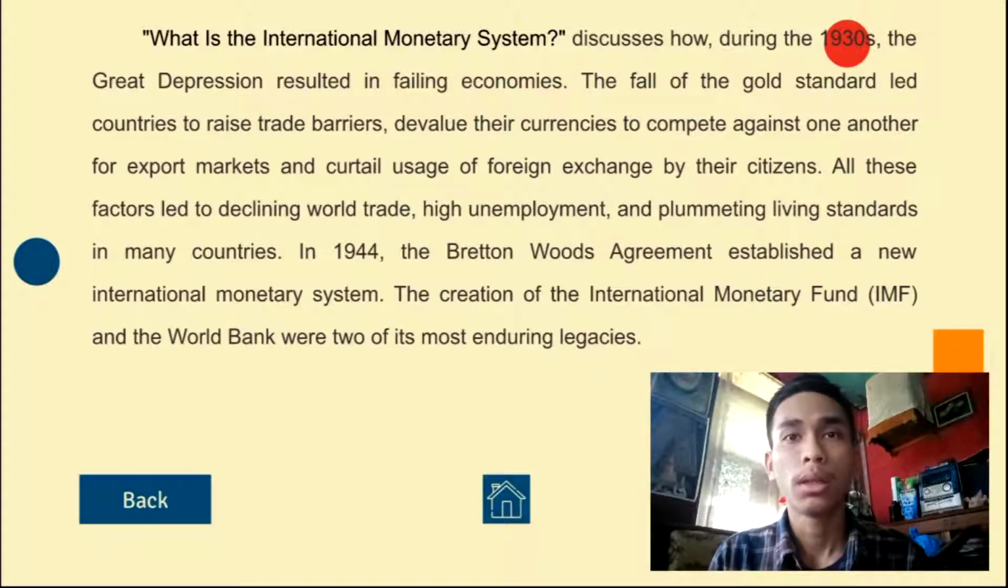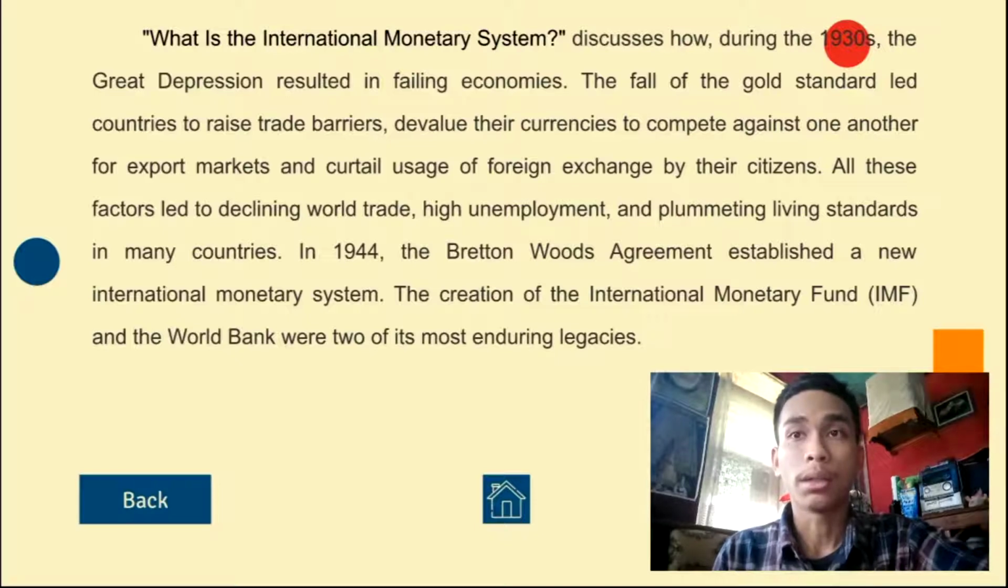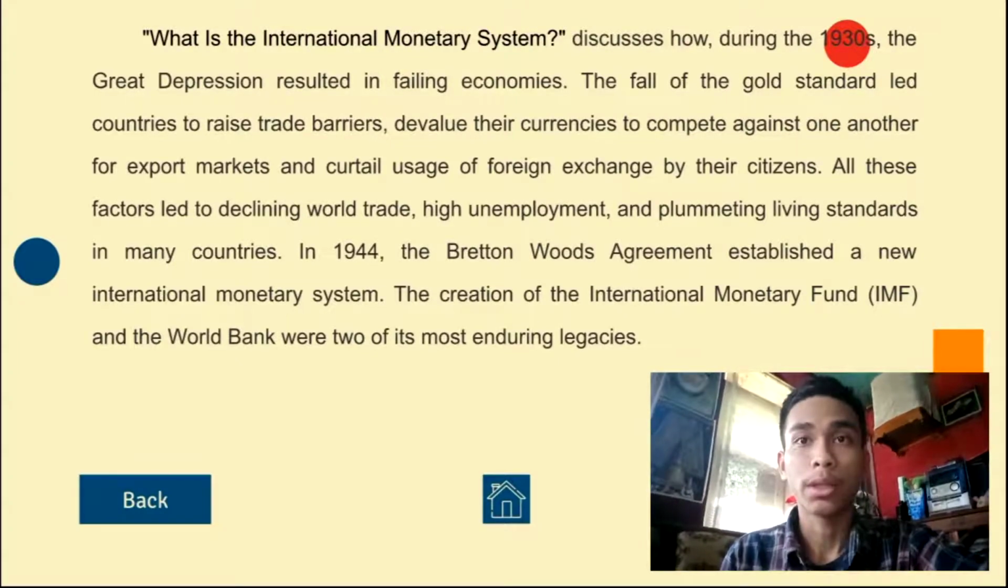In 1945, the Bretton Woods Agreement established a new international monetary system. The creation of the International Monetary Fund (IMF) and the World Bank were two of its most enduring legacies.